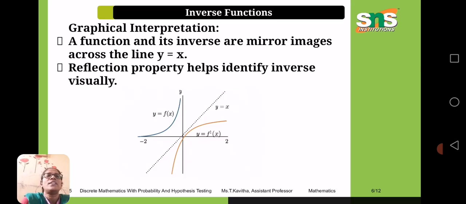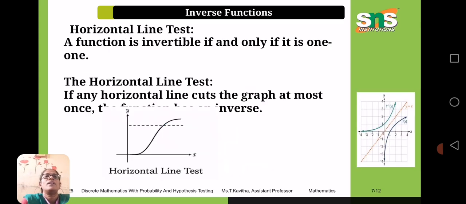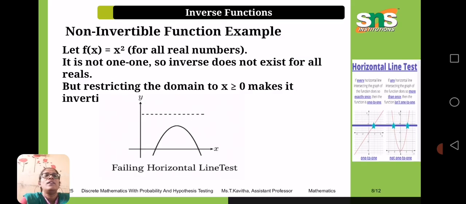This is the graphical interpretation. A function and its inverse are mirror images across the line y is equal to x. The reflection property helps identify inverses visually. This is the horizontal line test. A function is invertible if and only if it is one-to-one. The horizontal line test: here the graph is given.